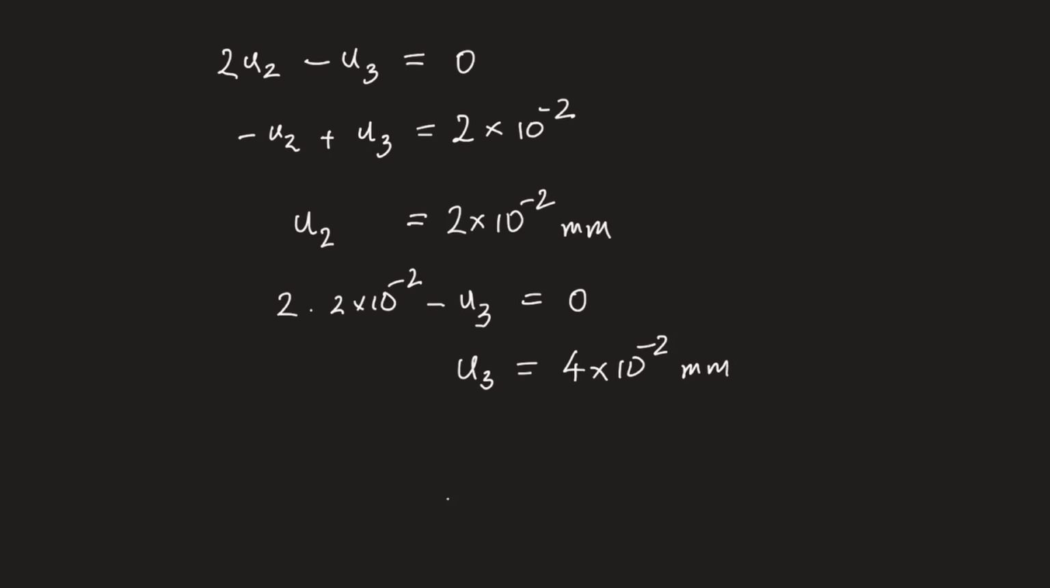We have finally solved the problem, and the values of the nodal displacements are u2 equal to 2 into 10 raised to minus 2 millimeters, and u3 equal to 4 into 10 raised to minus 2 millimeters. These are the nodal displacements.